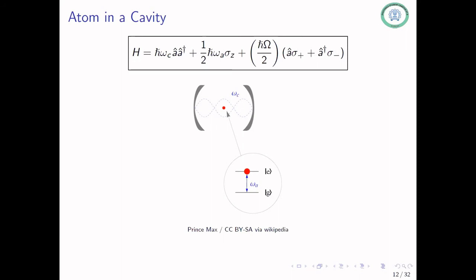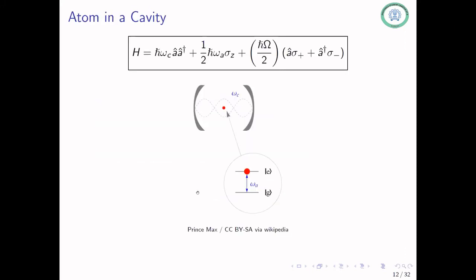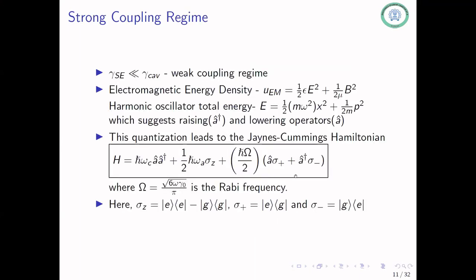And you'll see that you can either absorb a photon and excite the atom, or you can emit a photon and de-excite the atom. And this omega is something important. It's called the Rabi frequency. It's given by this expression. This comes when you do a proper formal derivation of the Jaynes-Cummings model.